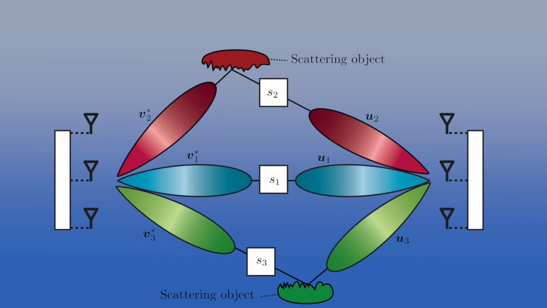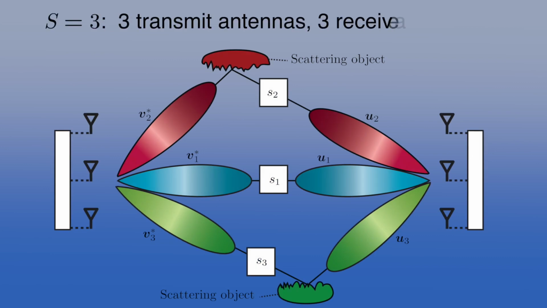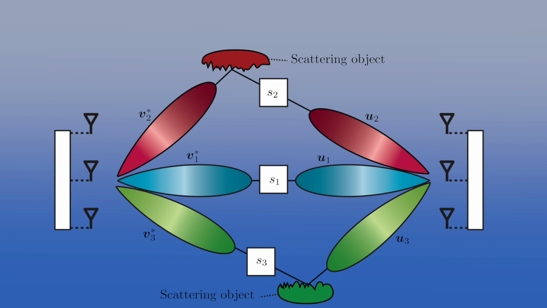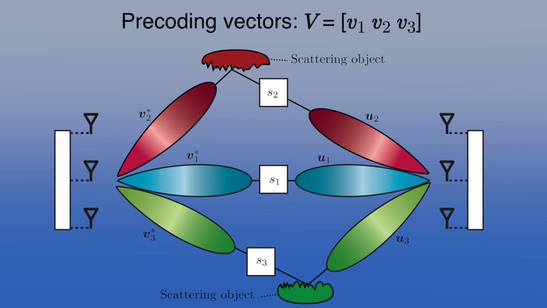Here is a geometrical interpretation of this singular value decomposition. We have 3 transmit antennas and 3 receive antennas. And capital S is equal to 3, so that means that we are dividing the channel into 3 parallel subchannels, the red, blue, and green one. For each one of them, we have a precoding vector, which is selected from the matrix V. So each of the columns of V is one of the 3 precoding vectors.